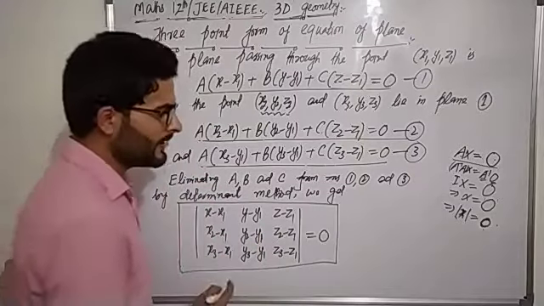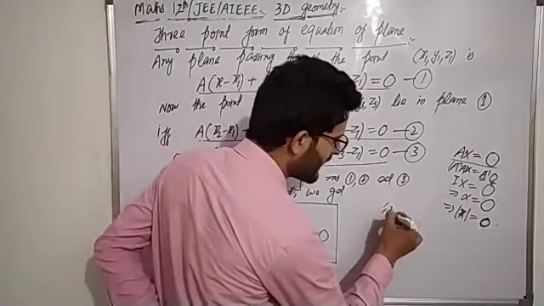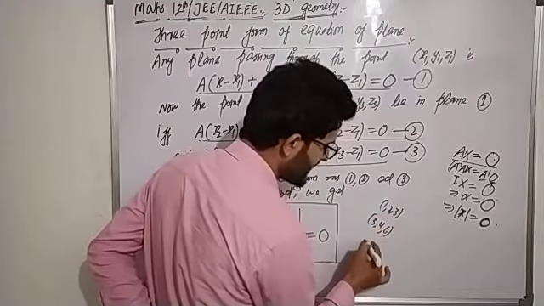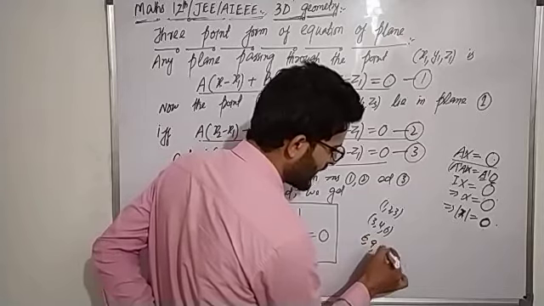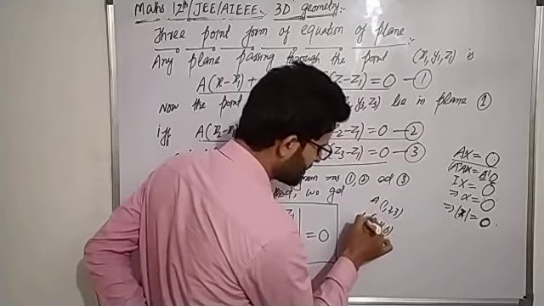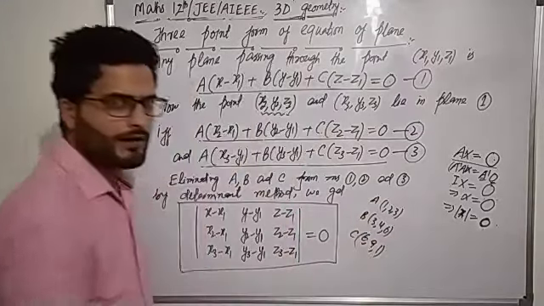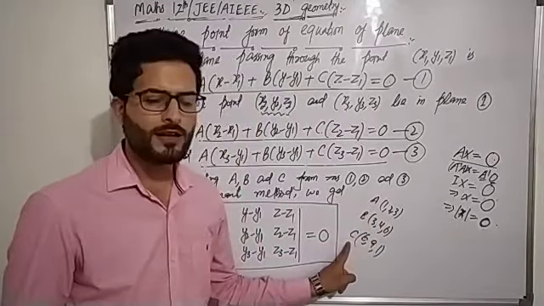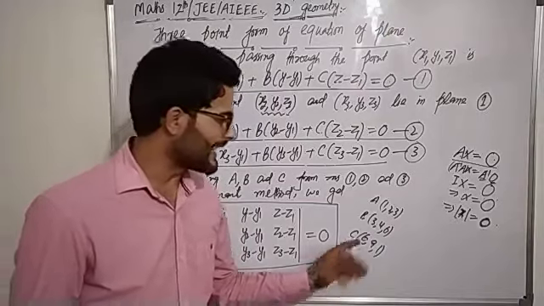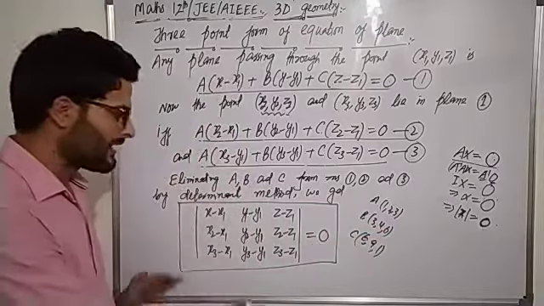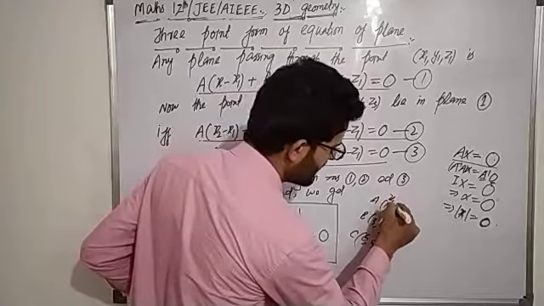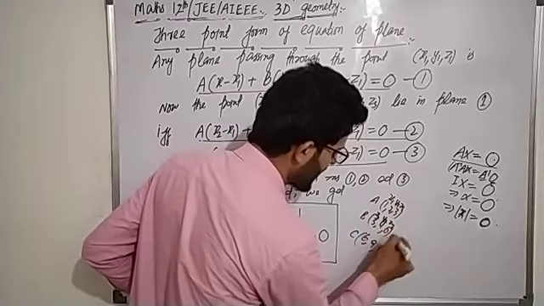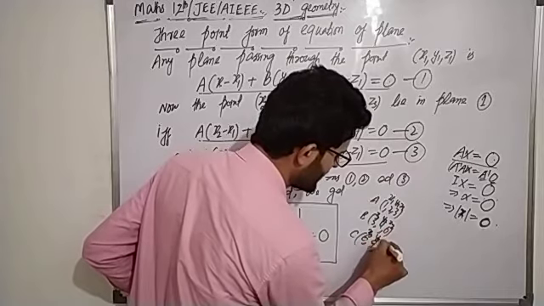So if a plane is passing through 3 points, one is (1, 2, 3), another is suppose (3, 4, 6) and the third is suppose (6, 9, 1), if you have 3 points A, B and C and it is given that a plane is passing through the points A, B and C and you have to find its equation, then directly you take the determinant of x minus, this is x1, y1, z1, this is x2, y2, z2 and this is x3, y3, z3.